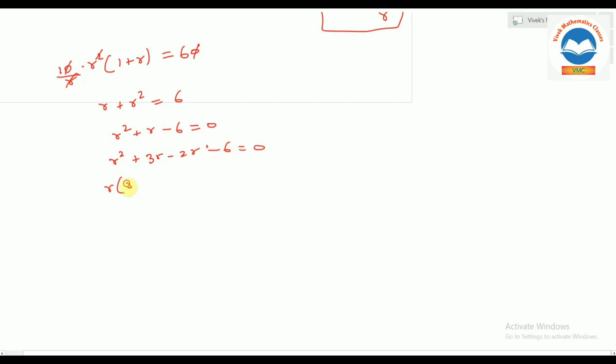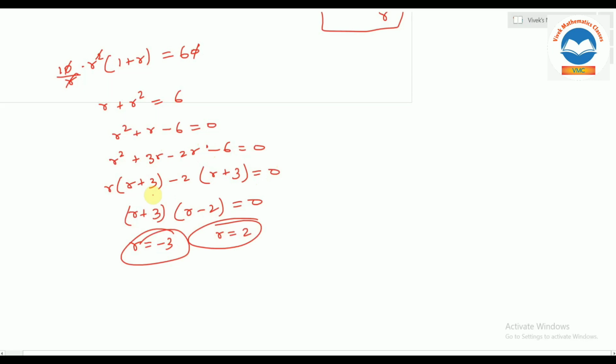So if you take r common, you will get r plus 3 minus 2, if you take common, r plus 3 will be equal to 0. So r plus 3 into r minus 2 will be equal to 0. From here r will be minus 3 or r will be 2.